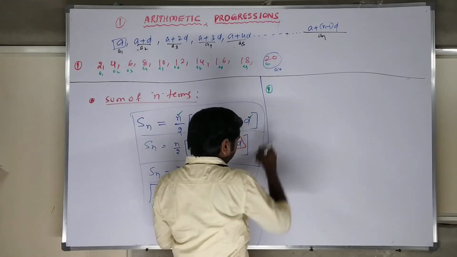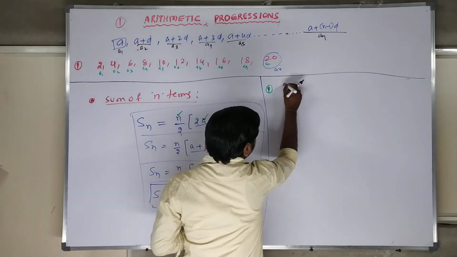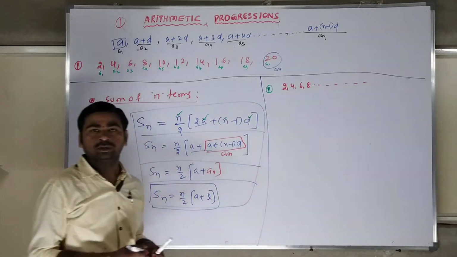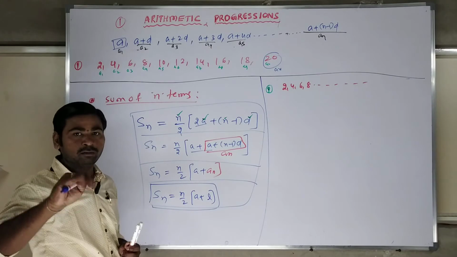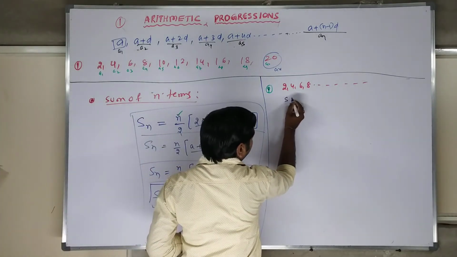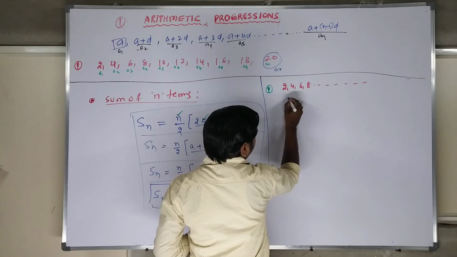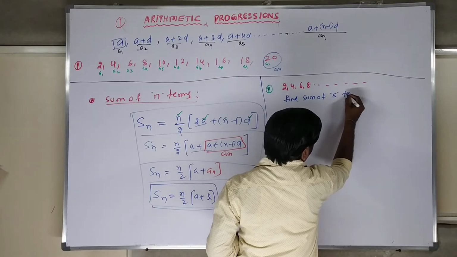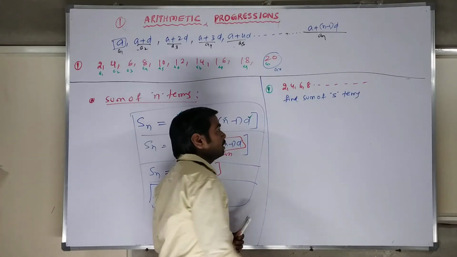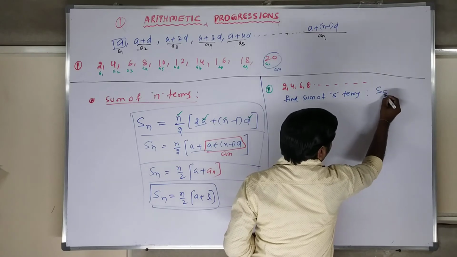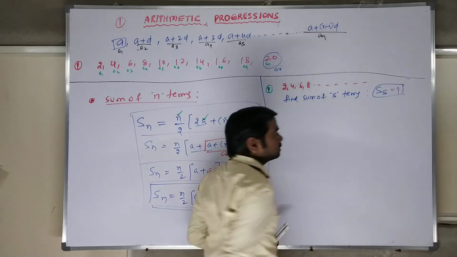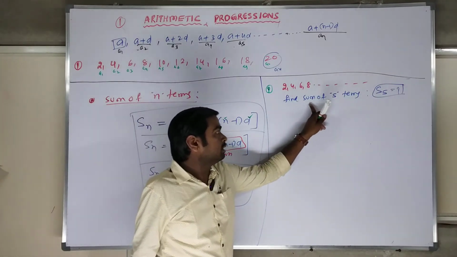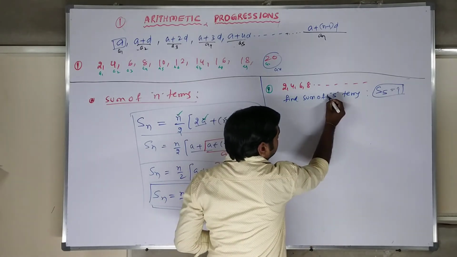Problem number 1. My series is 2, 4, 6, 8 and so on. I want the sum of 5 terms. Find the sum of 5 terms. We can write this directly as S suffix 5, starting 5 terms, or else find the sum of the first 5 terms. You can write it that way.